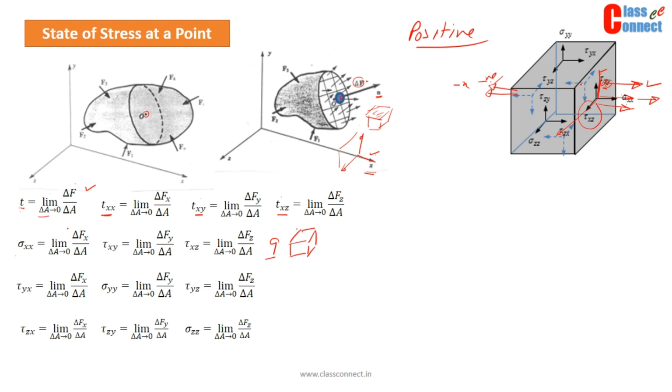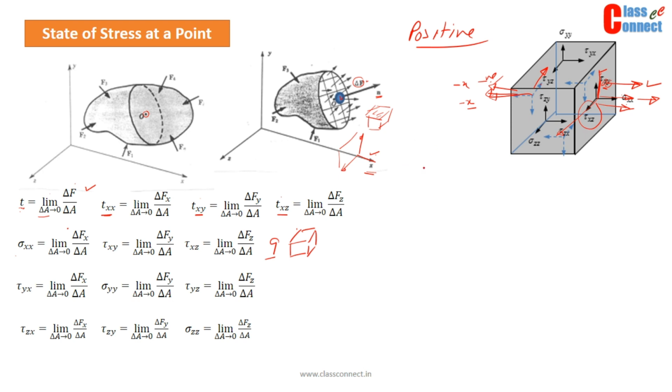You can take the example of this particular component. This is acting in negative z direction on a plane which is pointing in negative x direction. So both are negative, so it is a positive state of stress. In this particular case, all stresses are shown in their positive sense, whether they are acting along the negative y-axis or positive y-axis, because stress is a tensor quantity, and a tensor depends not only on magnitude and direction, but also on the plane on which that quantity is acting.